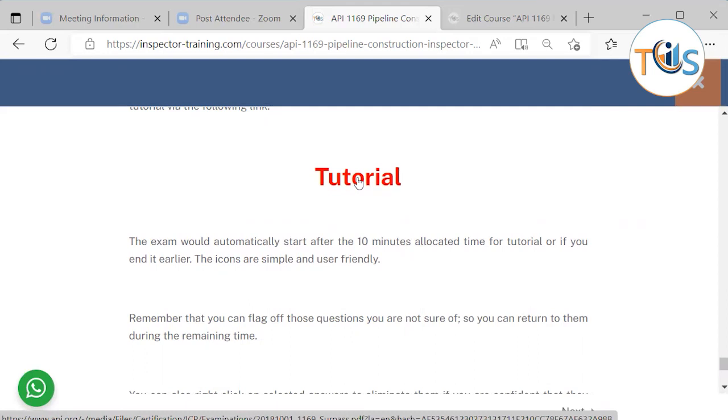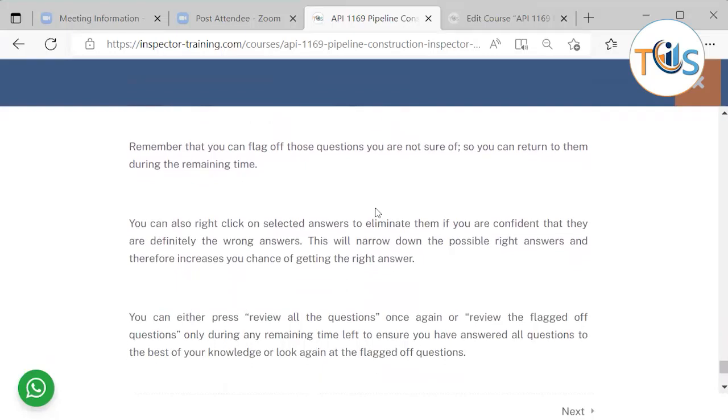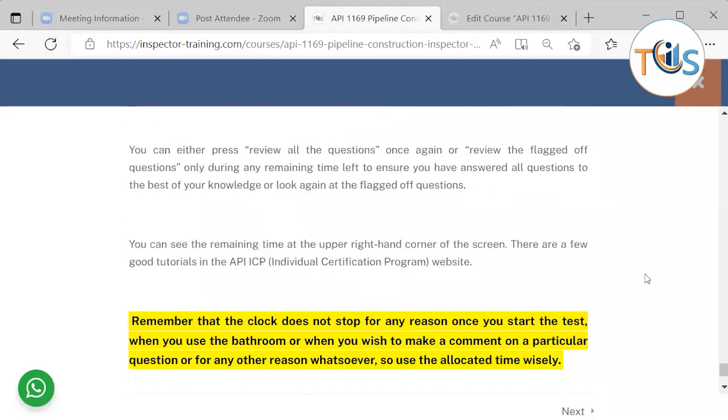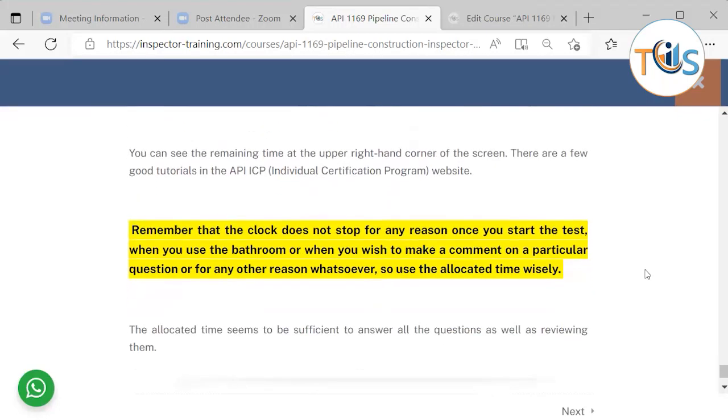The icons are simple and user-friendly. Remember, you can flag questions that you are not sure of and return to them. Also, right-click on a selected answer to eliminate it. You can either review all the questions or review the flagged questions during any remaining time left, to ensure you have answered all the questions to the best of your knowledge. You can see the remaining time in the upper right hand corner.